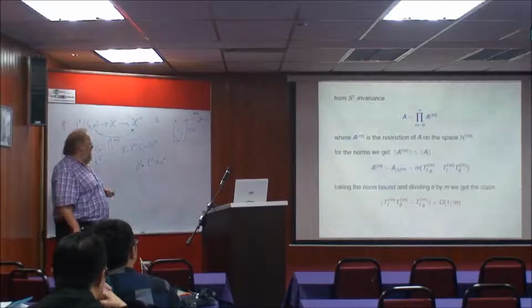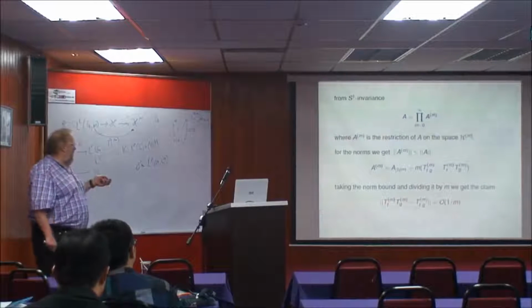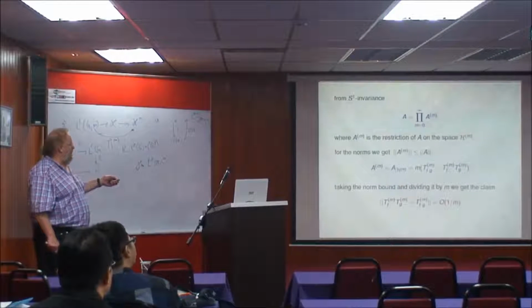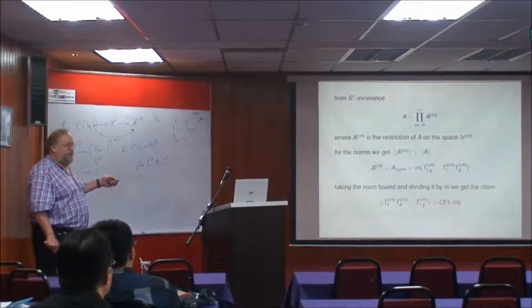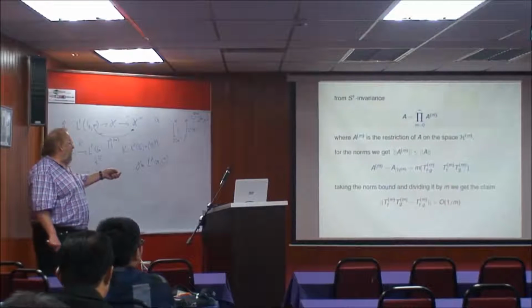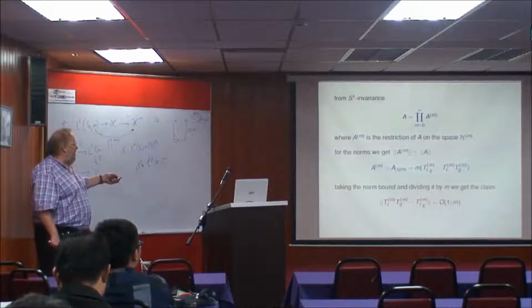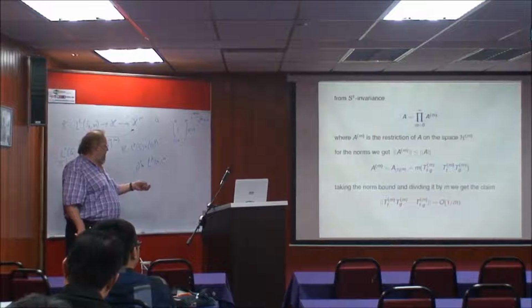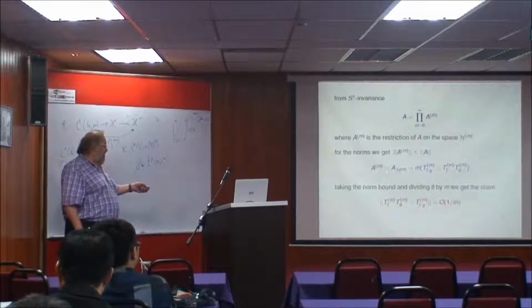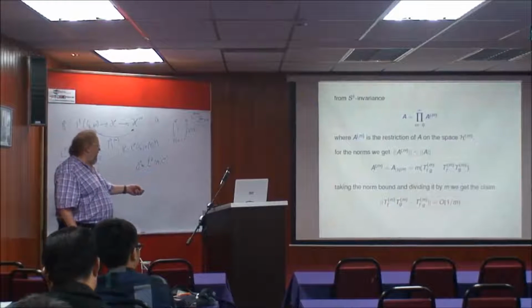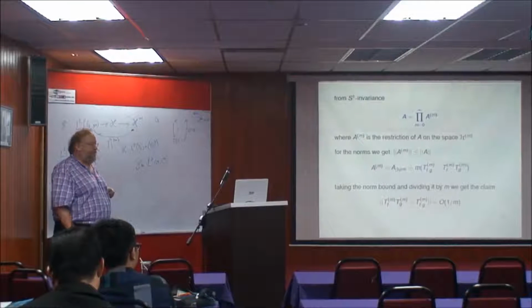Now for the norms, we get the following: the norm of the individual components will be bounded by the total norm. So with A we have a certain value for the total norm of A, and this gives a bound for the individual norms. And now if we look at AM, what does it do? The AM is A restricted to the HM. Now let us check what A restricted to the HM does.